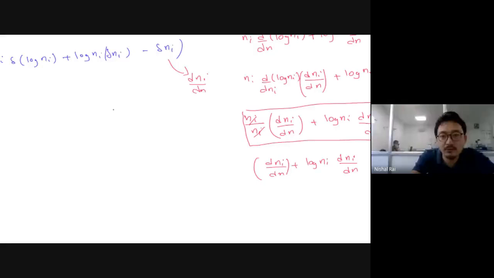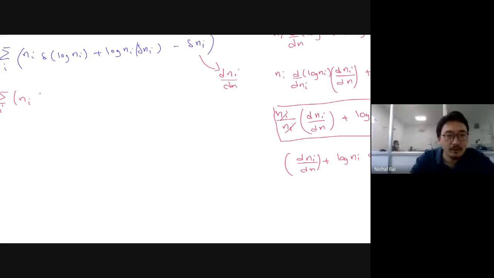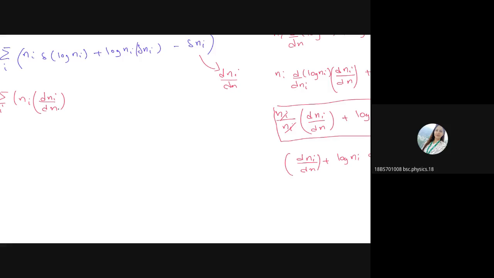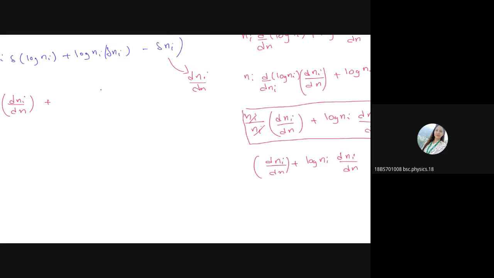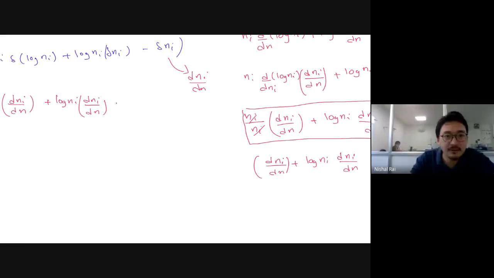This whole quantity, how much do we get? d of Ni by d of n plus log Ni, log Ni d by dn and Ni, and basically minus dNi by dn, because we are taking the derivative on both sides.